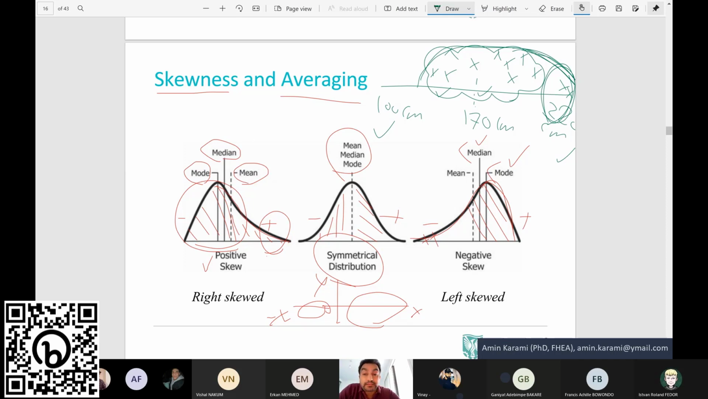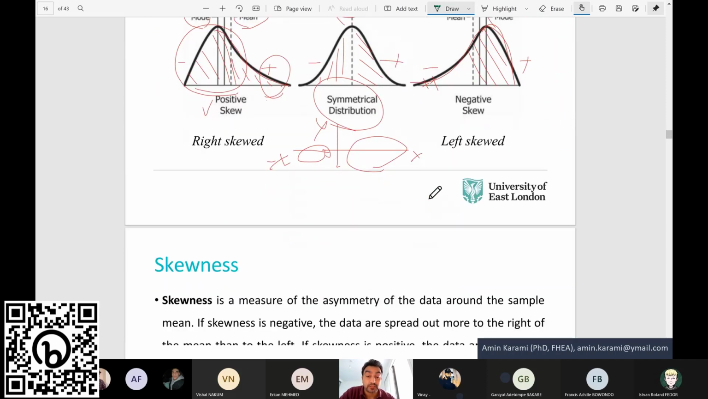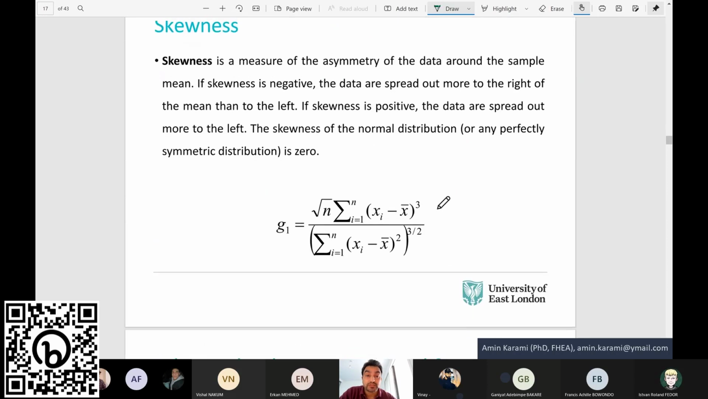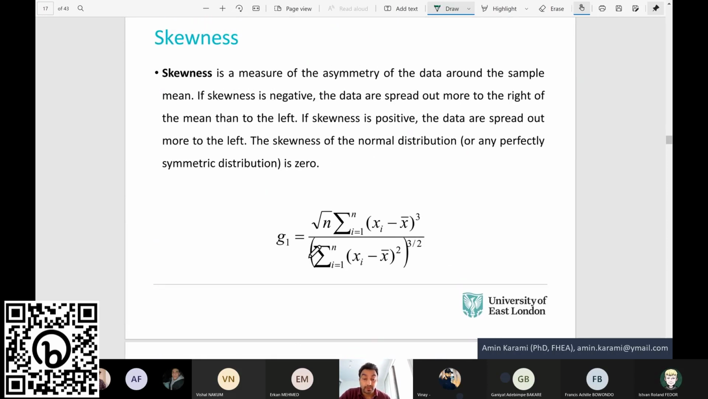So these typical shapes help to find those values. Let's move on, one by one, to understand these examples. So how do we calculate skewness to find out how data is distributed? This is the way that you can calculate skewness.